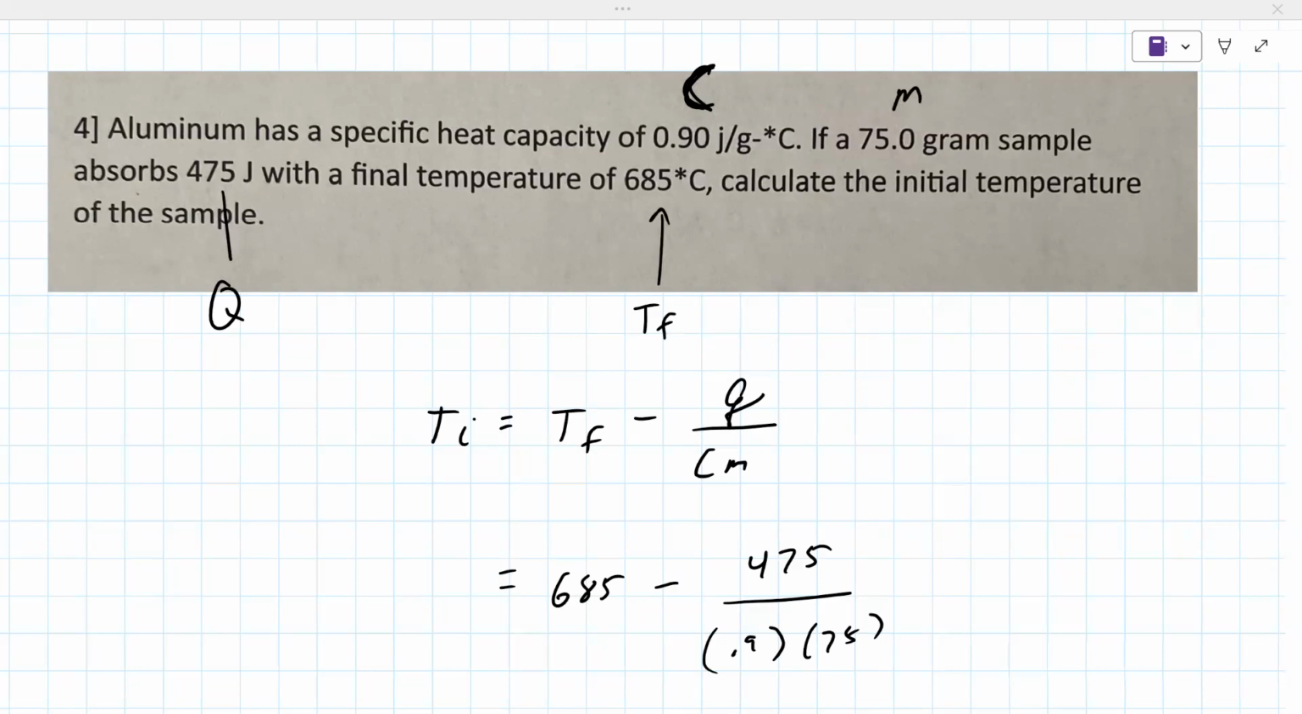I got 678 degrees C. Yeah. Right. Good job on that. I think that's everything on those two pages.